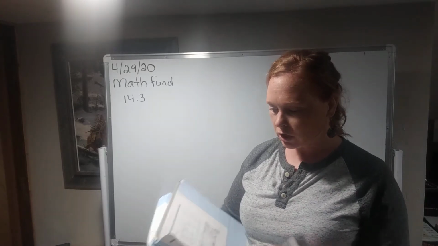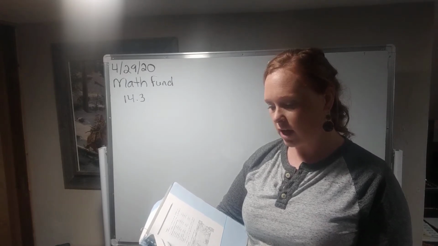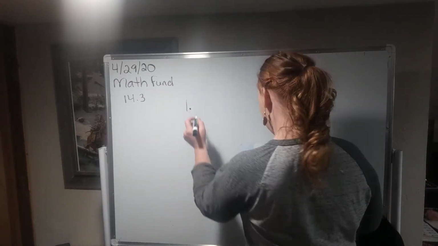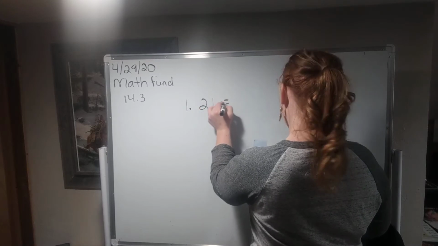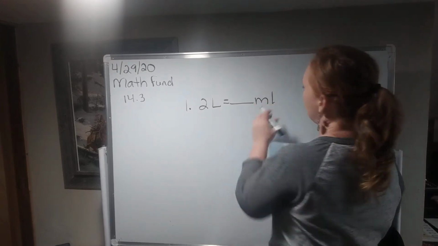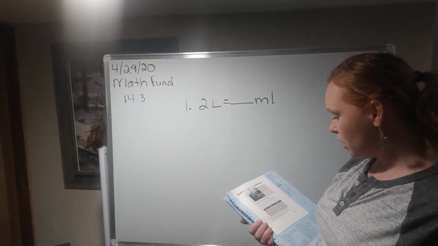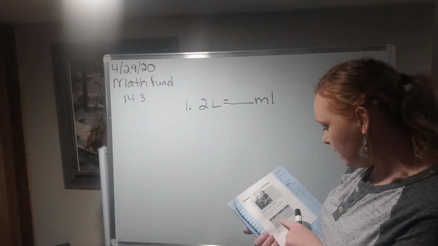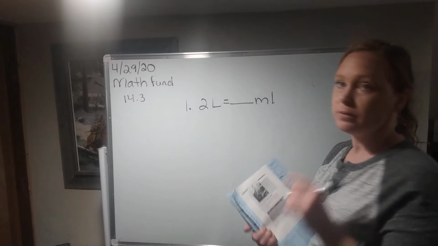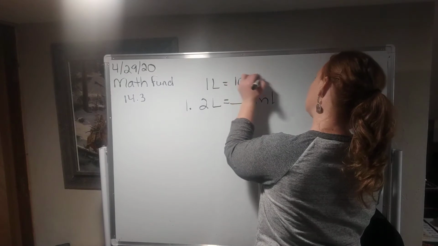So I want you to turn to the skill check, and we're going to do a couple of those together. Number one says 2 liters equals how many milliliters? The first thing I have to do is look at the basic conversion. If you flip over to page 409, we'll see that 1 liter is equal to 1,000 milliliters. So I want to find the conversion that has both.